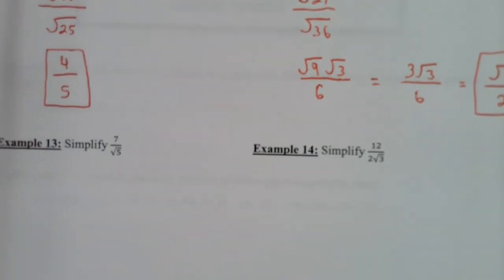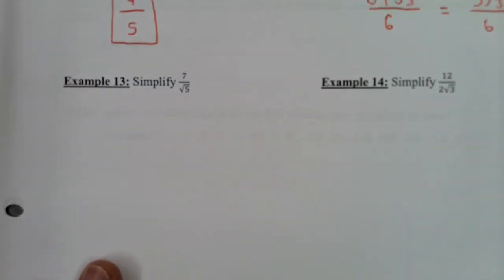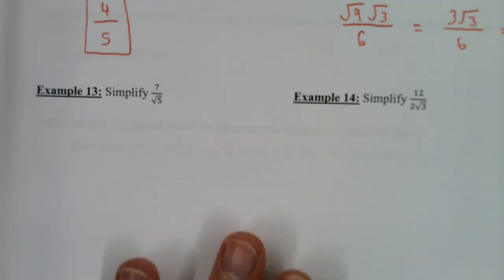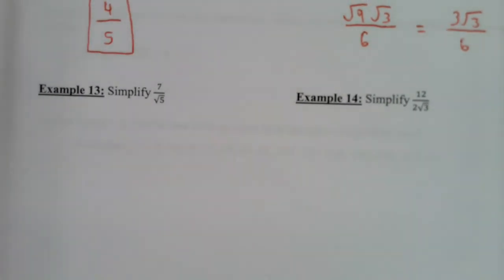Okay. 2 more examples. Simplify 7 over the square root of 5. So like I said earlier, square roots or radicals of any kind are not allowed in the denominator. Why? Well, in math, we like to write things the same way. So let me pose this question to you.